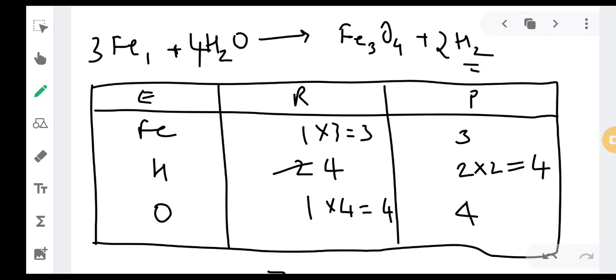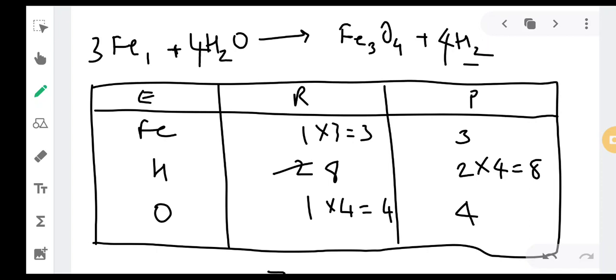So there are 3 Fe plus, sorry, the hydrogen number is 8 on the left hand side. So how many hydrogens will there be? There will be 8 hydrogens. Not 4 hydrogens; the total number of hydrogens will be 8 on the left hand side, whereas on the right hand side there are only 2 hydrogens. To make it 8, multiply this with 4. Whenever you multiply this with 4, it will become 8.